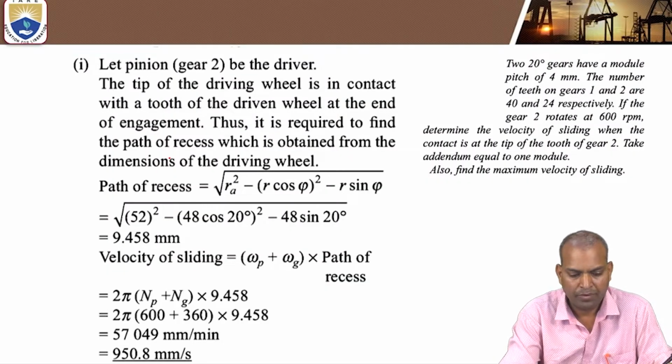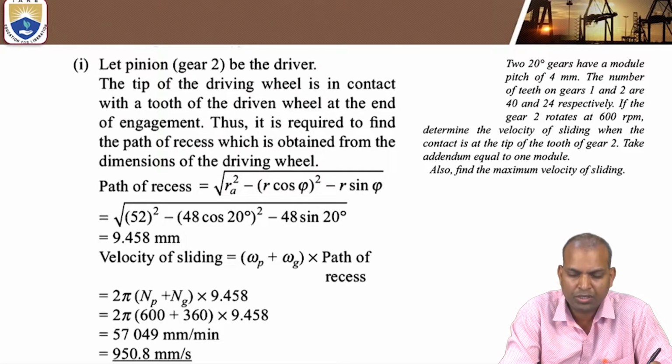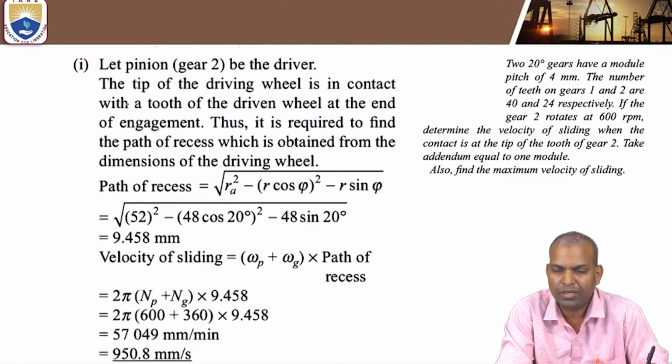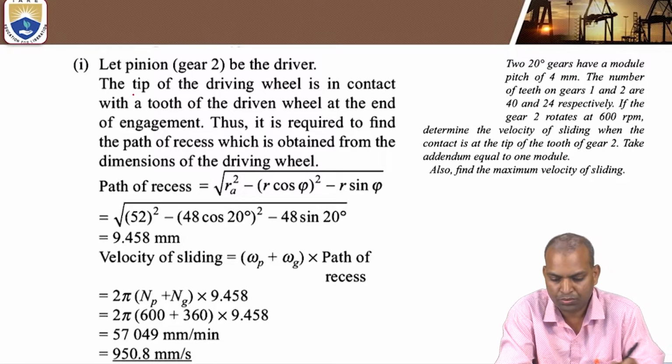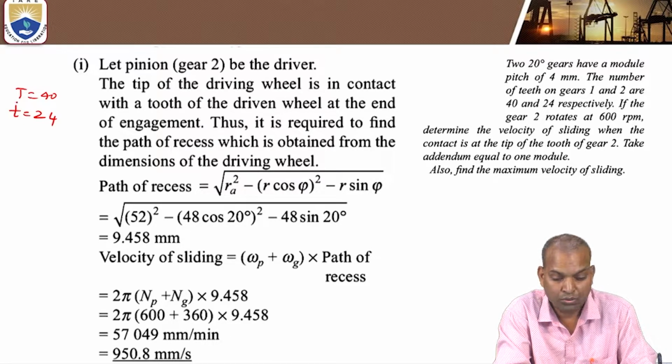So this is the problem. The two gears have a module pitch of 4 mm. The number of teeth on gears 1 and 2 are 40 and 24 respectively. Number of teeth, capital T equal to 40 and small t equal to 24. And the module is given here, module M equal to 4.